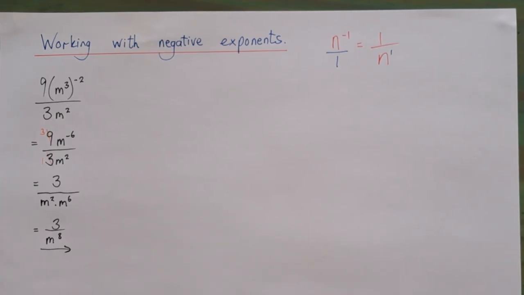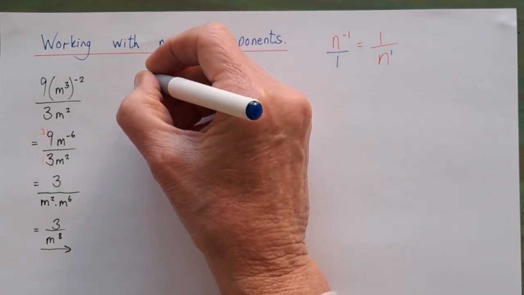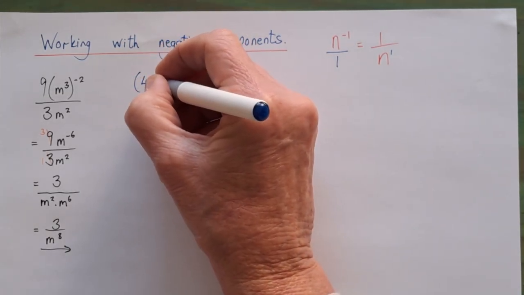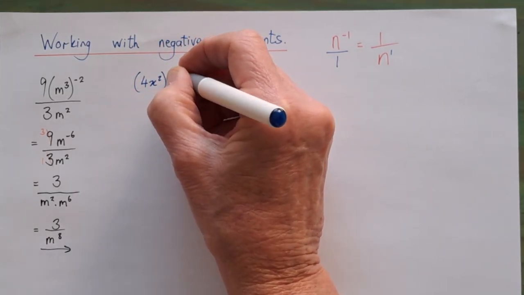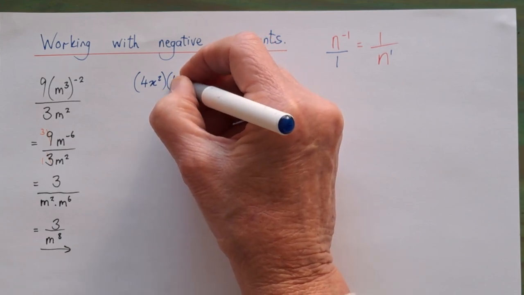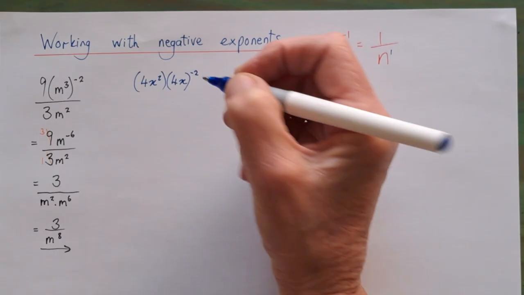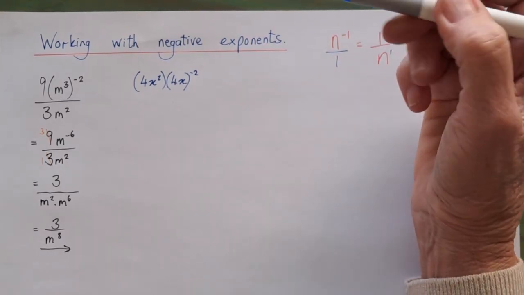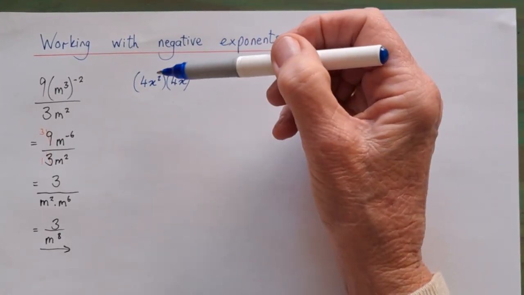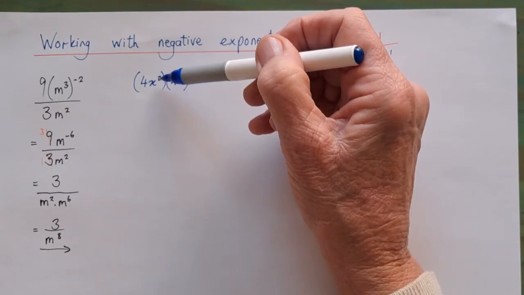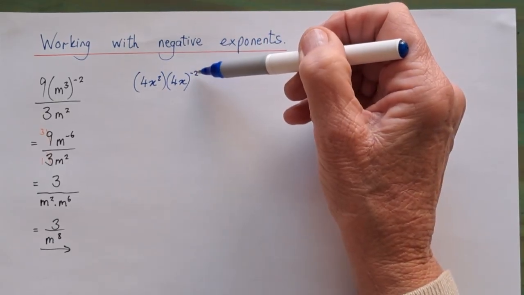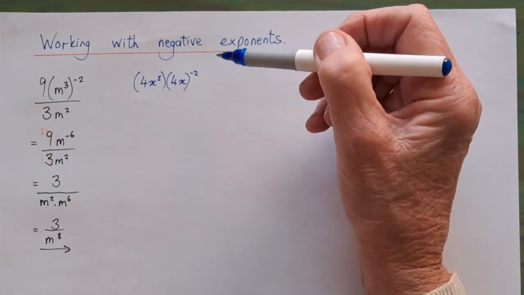All right, let's have a look at 4x squared, bracket, 4x, all to the minus 2. So this can be very confusing, because people get confused as to what that exponent refers to and what that exponent refers to, as in what is it affecting.